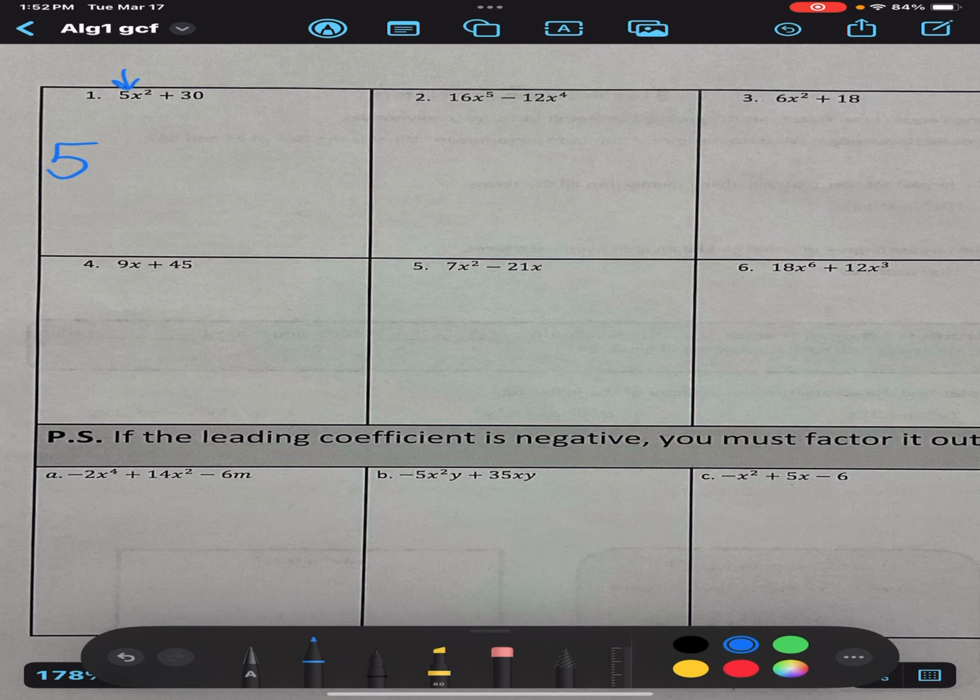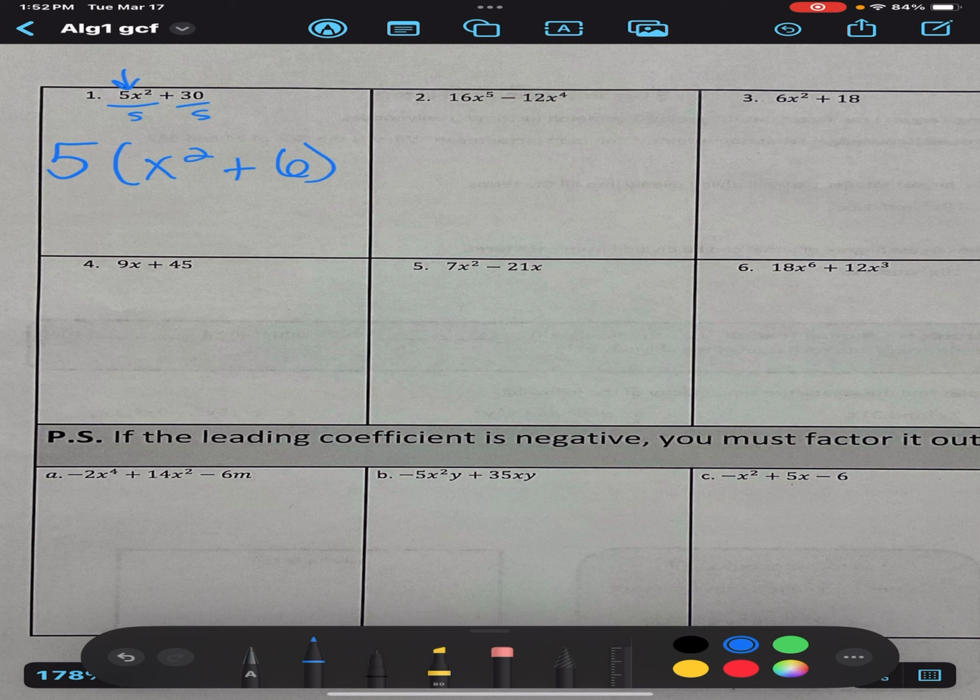Now, does each piece have x's? No, that 30 has no x's, so I can't take any x's out because 30 has nothing to give. So 5 is the GCF, and I'm dividing each piece by the GCF. So 5 divided by 5 would be 1, or I can just leave it as x squared because that term is there, plus 6. And then that's finished.